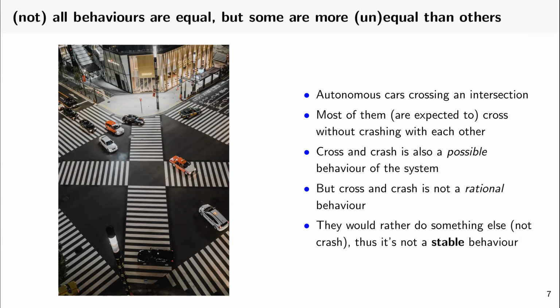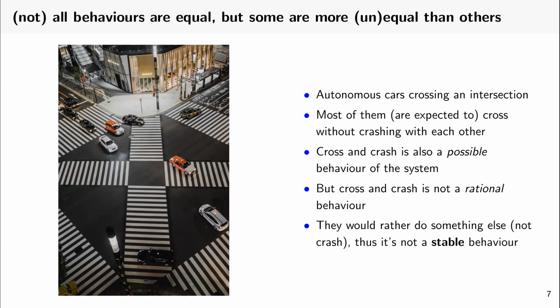So why do we do so? When you say rational, you mean aligned with their goals? Yes, they try to achieve their own goal. For instance, we have some autonomous cars crossing an intersection. We expect most of them, or maybe all of them, to cross without crashing into each other. They don't want to crash into each other. But crossing and crashing is also a possible behavior of the system if we don't look at the rationality of the agents, of the cars. So we would like to define correctness with respect to something else.